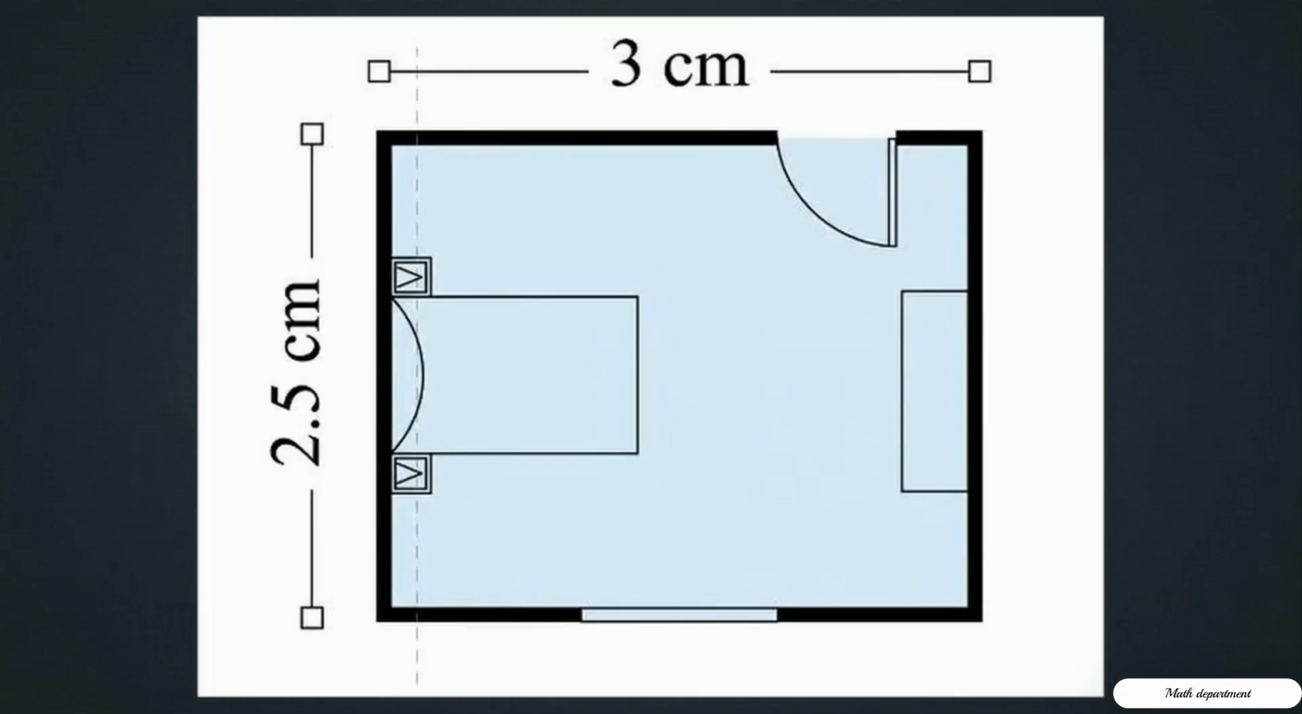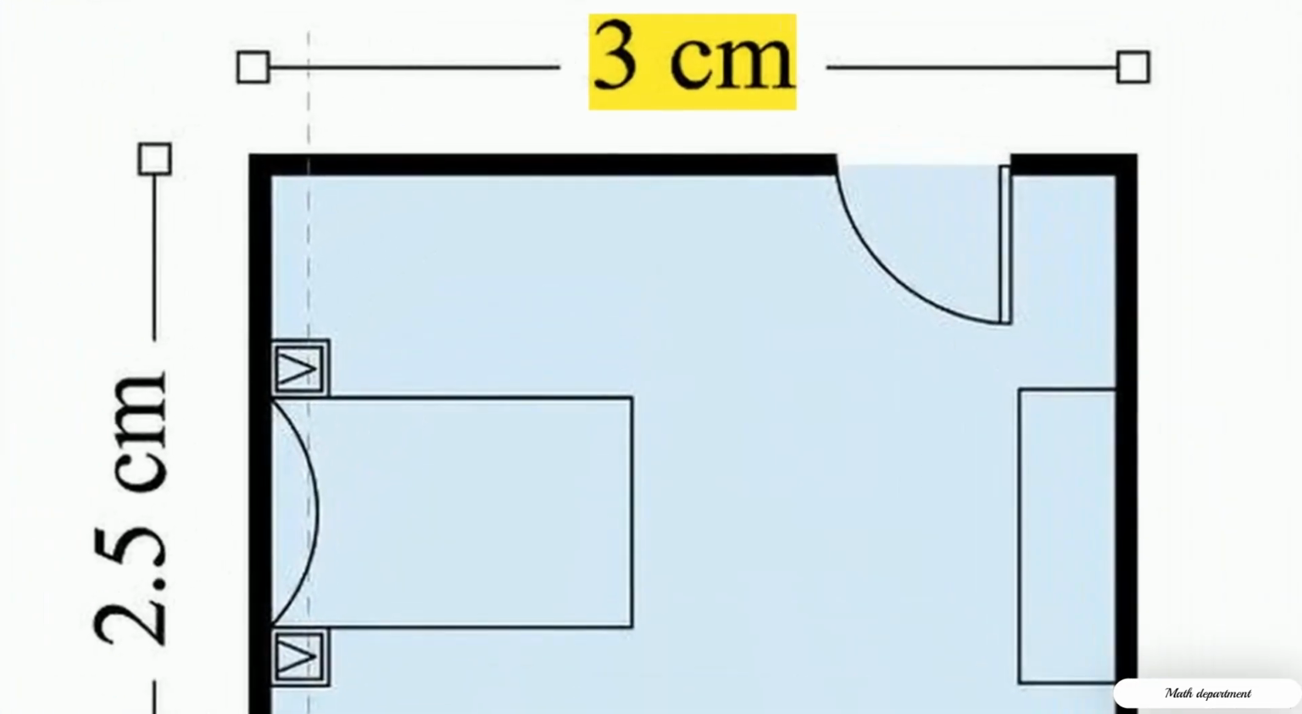Let's pull everything together into a practical calculation. This is a room blueprint where every 1 centimeter on the paper represents 1.2 meters in reality. Based on the drawing's dimensions, we need to find the room's real total area. Starting with the length, we take the 3 centimeter dimension from the drawing and multiply it by our 1.2 meter scale factor. This gives us a real length of 3.6 meters.